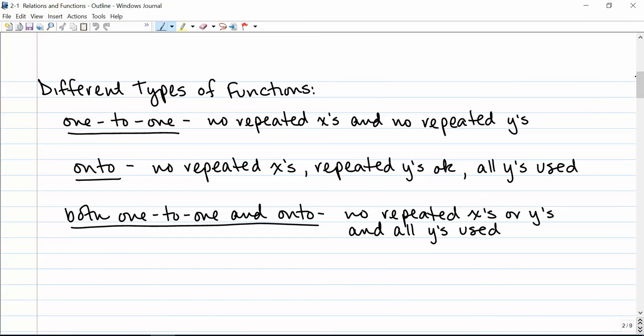So there are different types of functions. The first one we're going to talk about is called a one-to-one function, and it has no repeated x's and no repeated y's. Each x is paired with exactly one y. An onto function has no repeated x's. Repeated y's are okay, but all of the y's are used, so all of the elements of the range are actually used. And a function is both one-to-one and onto if there are no repeated x's or y's and all of the y's are used.